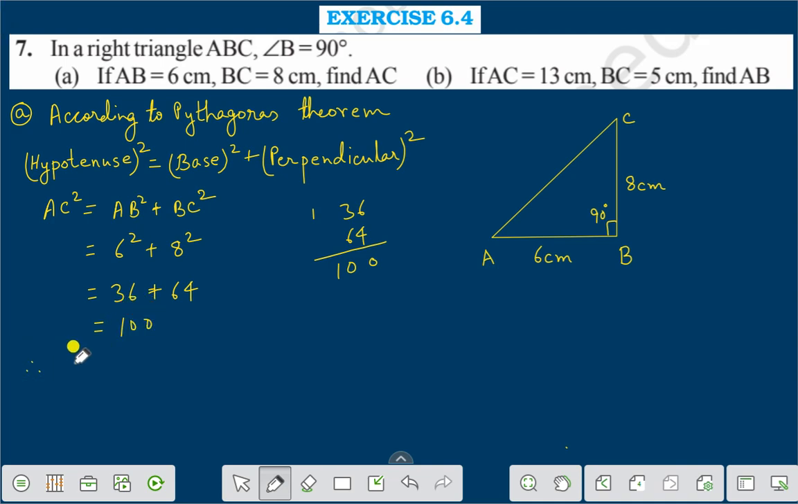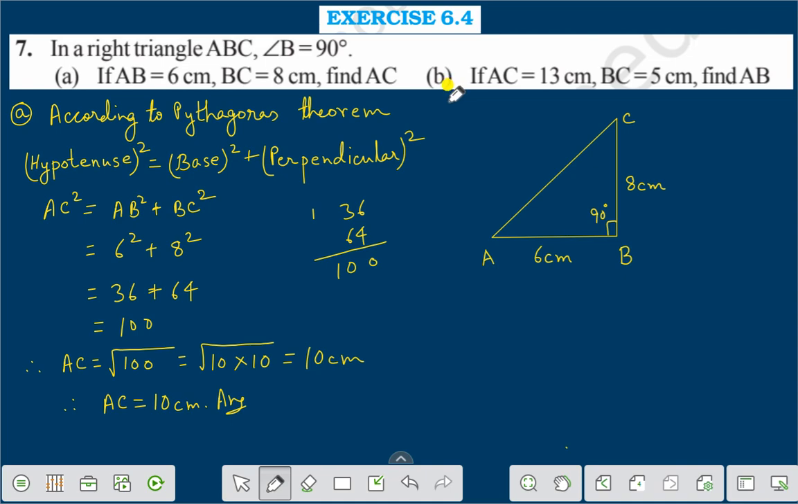Therefore, AC is equal to square root of 100. That can be written as square root of 10 into 10. And we know that root 10 into root 10 is 10. That is 10 centimeters. Therefore, the value of AC is equal to 10 centimeters, and that is the answer.